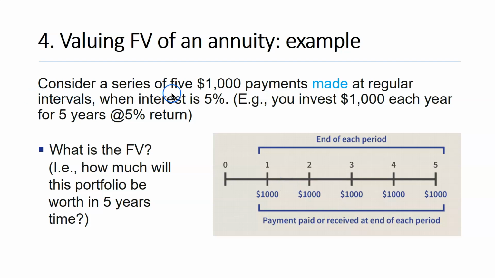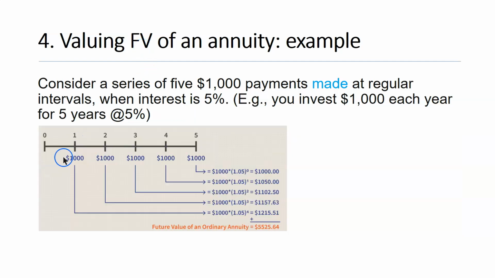Let's consider a series of 5 payments, $1,000 each, which are made at regular intervals when interest rate is 5%. So you invest $1,000 each year for 5 years at 5% return. Because of the time value of money, the first payment is worth more than the second, and so on. Let's calculate how much you would have at the end of your 5-year period. Let's calculate the future value of this particular investment.